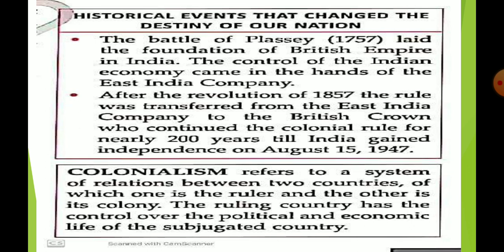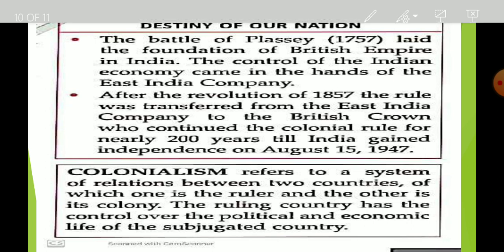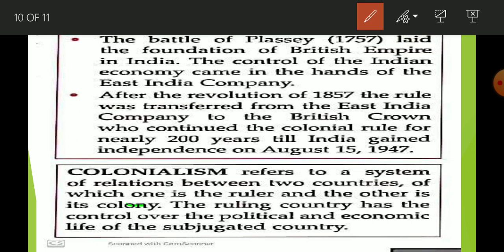So that is a brief introduction of how we, from being self-dependent, became colonial. Colonialism refers to a system of relation between two countries, of which one is the ruler and the other is under its control, with control over the political and economic life of the subjugated country. So the colony is India and the ruler country is Britain. Whatever rules and regulations are made by the Britishers, Indian people have to follow. This is the meaning of colonialism.